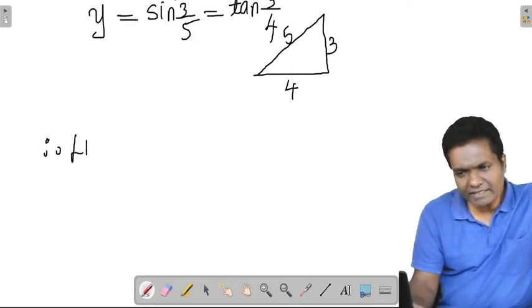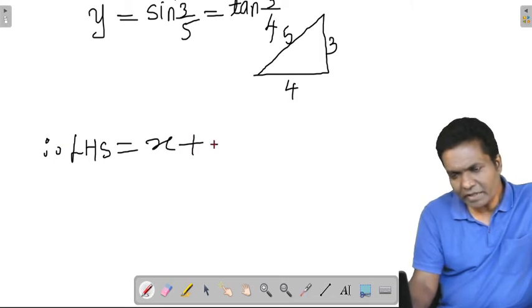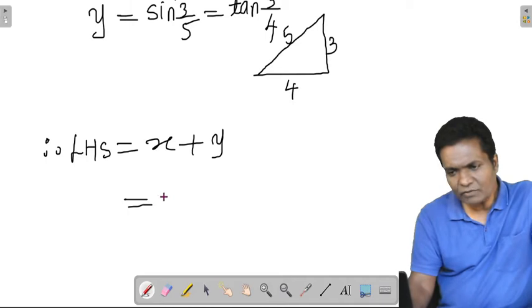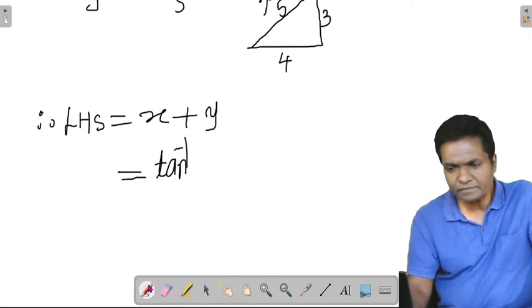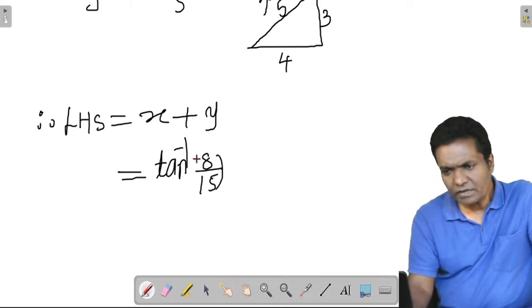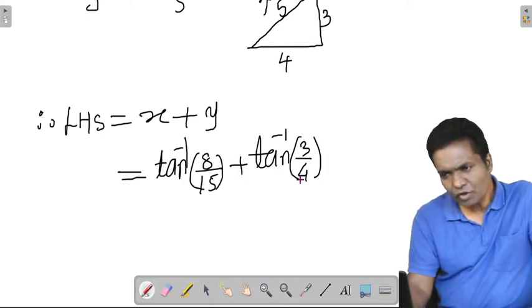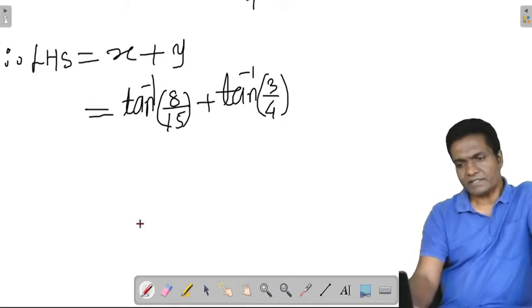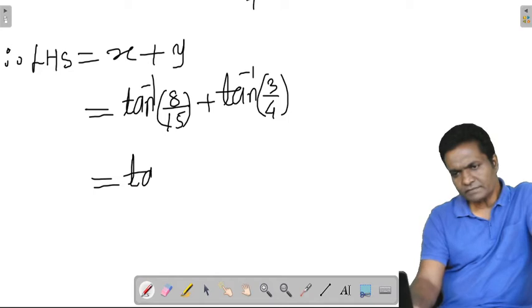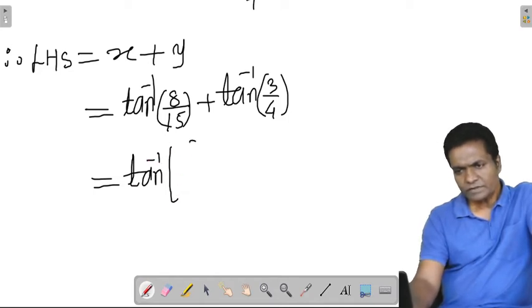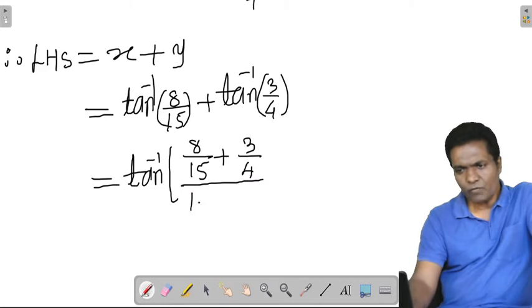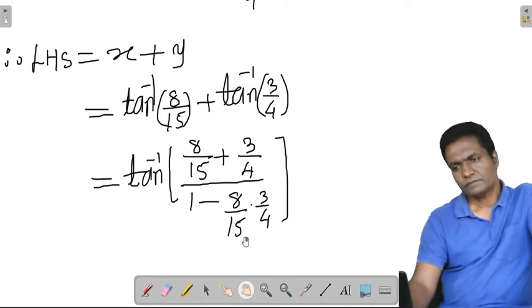Therefore your LHS becomes x plus y, where x is tan inverse of 8 by 15 and y is tan inverse of 3 by 4. Now you can apply the formula for tan inverse x plus tan inverse y, which we have used so many times. This is tan inverse of 8 by 15 plus 3 by 4 divided by 1 minus 8 by 15 into 3 by 4.